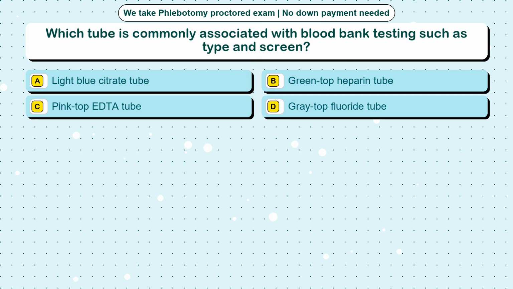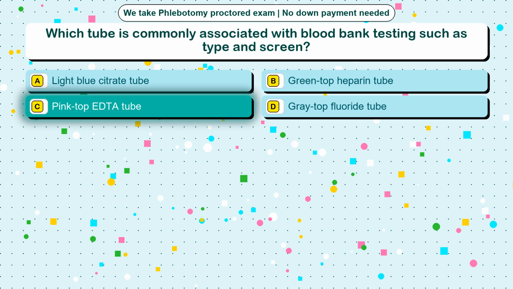Question 91. Which tube is commonly associated with blood bank testing such as type and screen? Option A, light blue citrate tube. Option B, green top heparin tube. Option C, pink top EDTA tube. Option D, gray top fluoride tube.